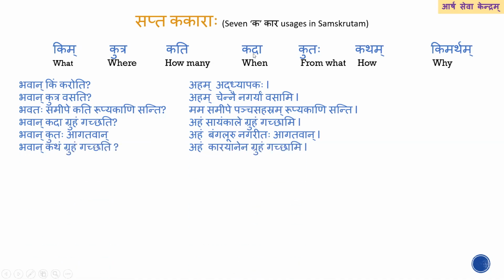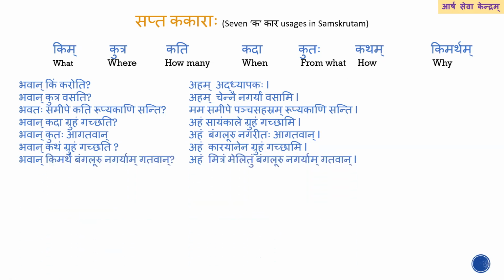Now next is kutra, kada, kutaha, katham. Bhavan katham griham gacchati? Now I am curious, how are you going? Because you are a traveler, do you have any means to go home? How are you going? Aham karyanena griham gacchami. I'll take a car, maybe taxi, whatever. Or vahanena griham gacchami, or aham chalami, something. I will walk.